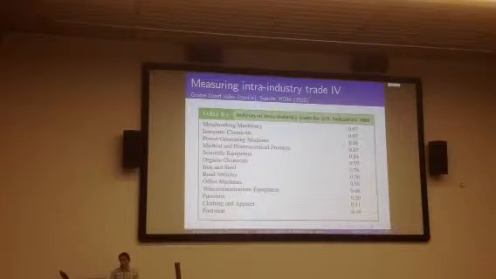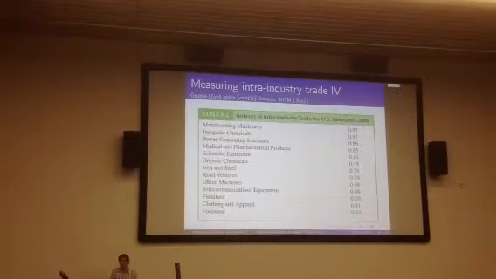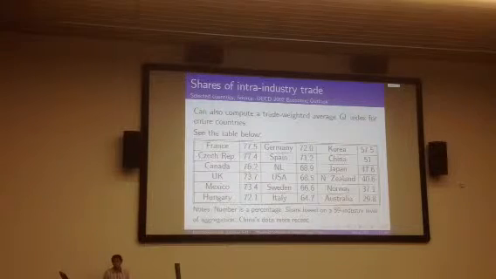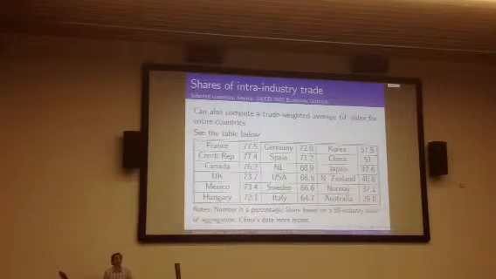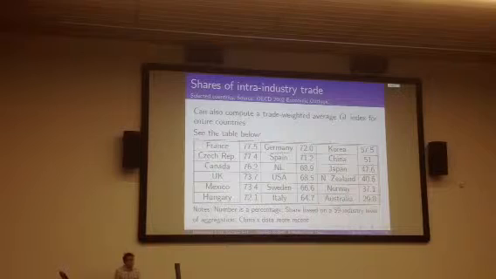And so it shouldn't be too surprising. Clothing and apparel, for example, there's very little intra-industry trade in the US. Why? Because the US imports the vast majority of its clothing and apparel from poorer countries. The same thing for footwear. So, all right. You can do that for industries, and now you can compute a weighted average of those Grubel-Lloyd indices and get a sense of how much of the trade in a country is intra-industry and how much of it is inter-industry.